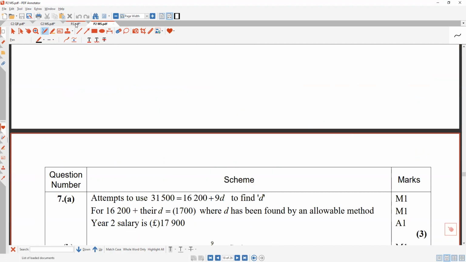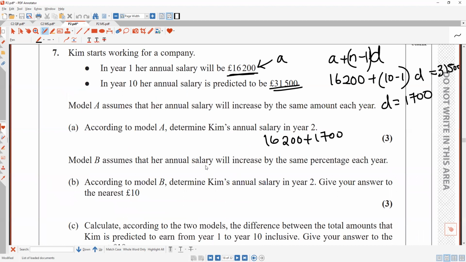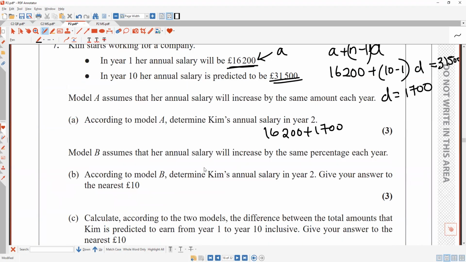17,900. Fine then. Now B part, as far as I know, is supposed to be for the geometric sequence, because they said model B, arithmetic model, or a salary A is arithmetic model. Okay, A part. And model B is about what? Geometric sequence, because they said why? A percentage, not a steady amount, but a percentage amount.